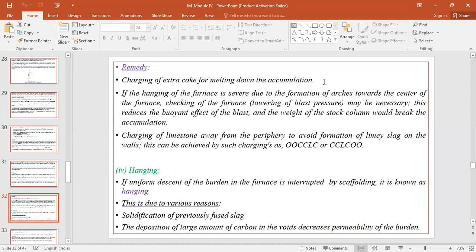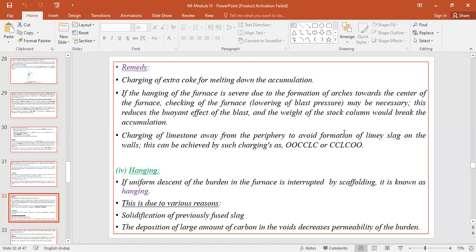Charging of limestone away from the periphery to avoid formation of limey slag on the walls. This can be achieved by following this kind of a pattern: ore, ore, then coke, and then lime and coke. Or you can also use this kind of pattern: two chargings of coke and one charging of lime, then coke, then ore and ore. If we follow this kind of pattern also, then we can avoid the formation of this kind of solid projections in the lower part of the platform.